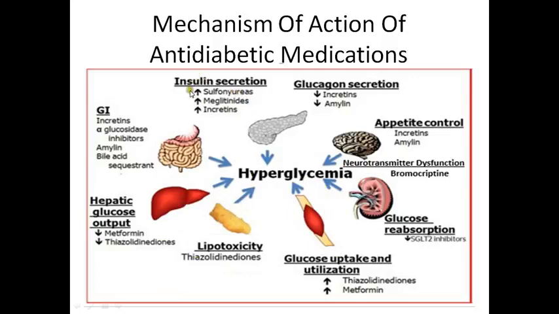We have been knowing about sulfonylureas, metformin, thiazolidinedione, even bromocriptine, which acts on the brain and affects the neurotransmitter dysfunction which occurs there. If it affects the dopamine system, through that it helps in decreasing the hyperglycemia. So we have been knowing about these for decades and decades.